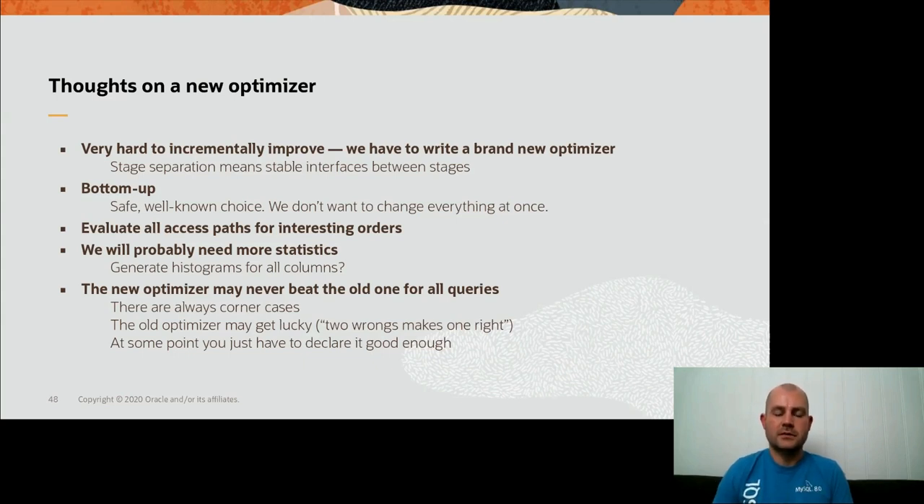Another thing is that cascades optimizers are, I would say, a bit less known, and it's harder to find people who really understand them that well. So bottom up seems safe, something System R-like. I have students that do cascades, right? But the Germans make strong arguments that bottom up is the better approach. Thomas Neumann has his paper about his DP algorithm.